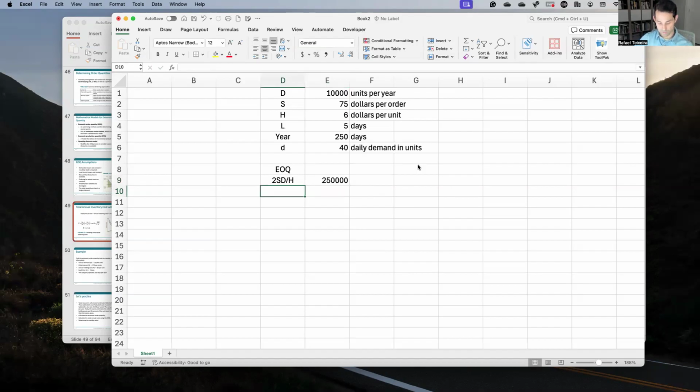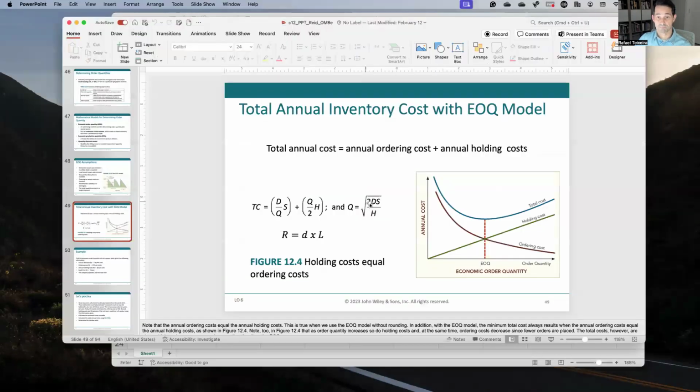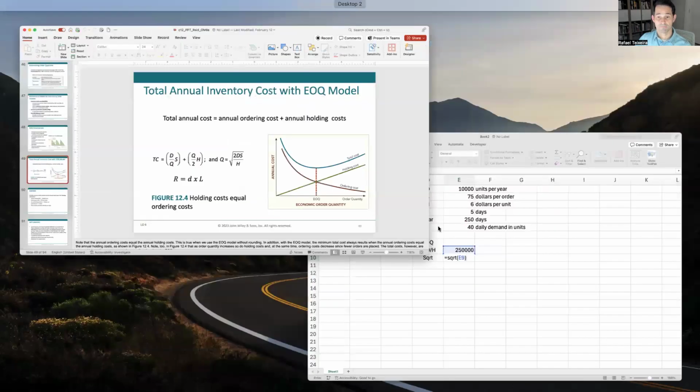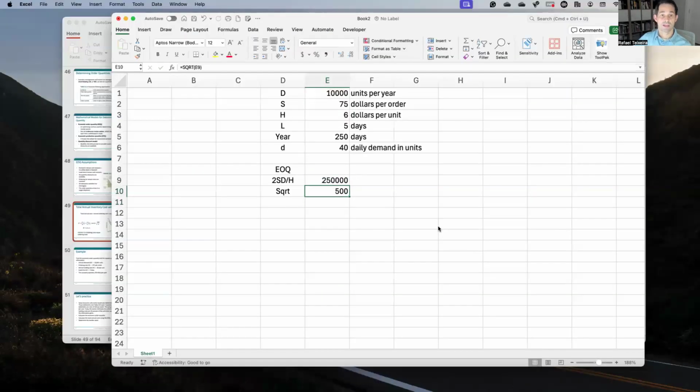Now I have to take the square root. To take the square root, I'm going to use the function SQRT, open parenthesis, and then I select this number, which is inside my square root. So that's my optimal order quantity. Let me put here, this is my Q, optimal order quantity.